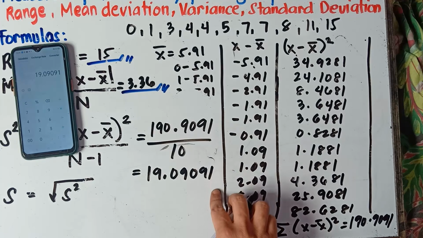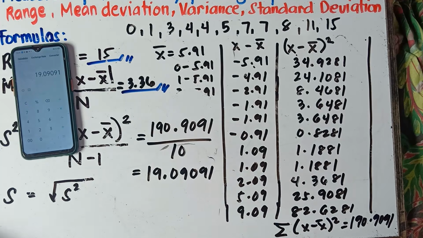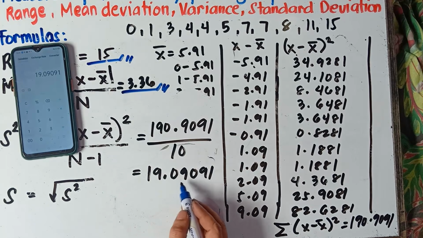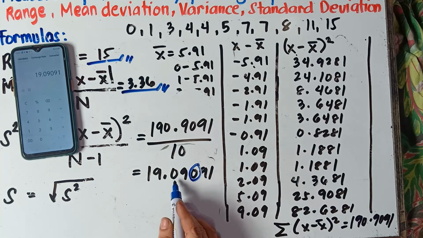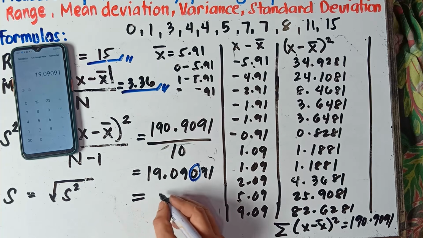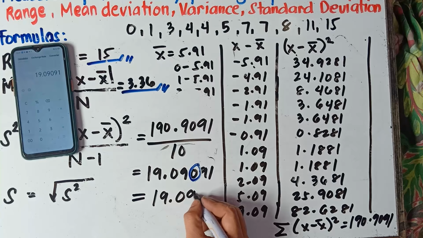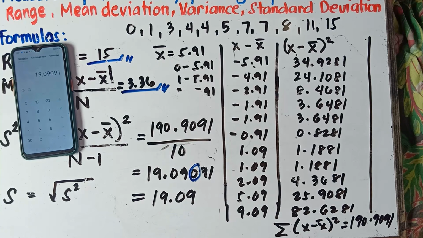19.09091. Alright, so we need to have at least 2 decimal places because this is our final answer. So 19.09, after 9 that is 0, so simply copy 09. Therefore, the final answer would be 19.09. That's it, class. All set. That's the answer with regards to the variance.